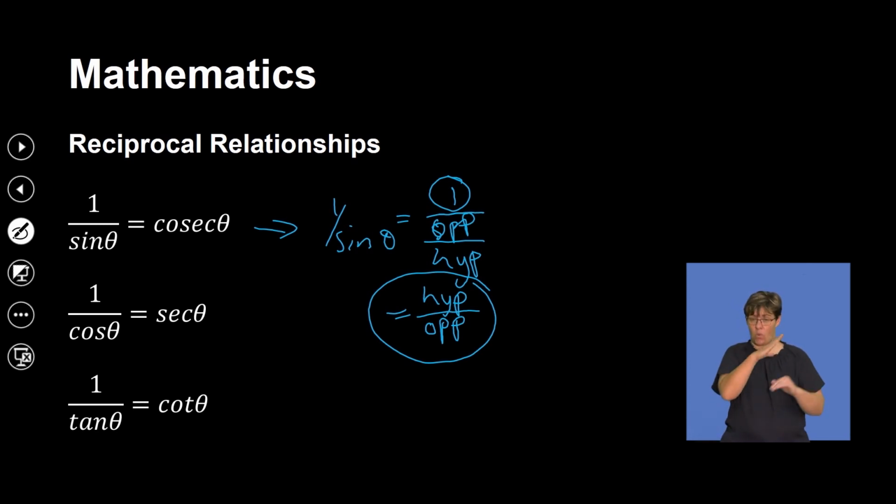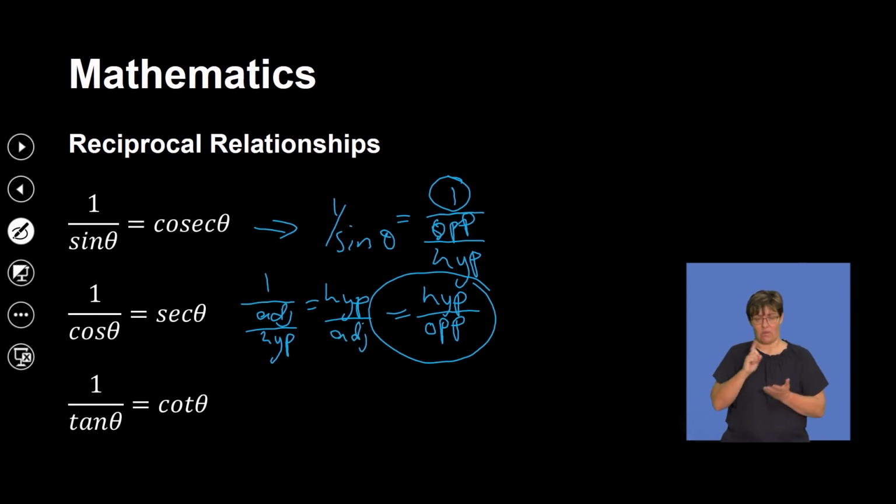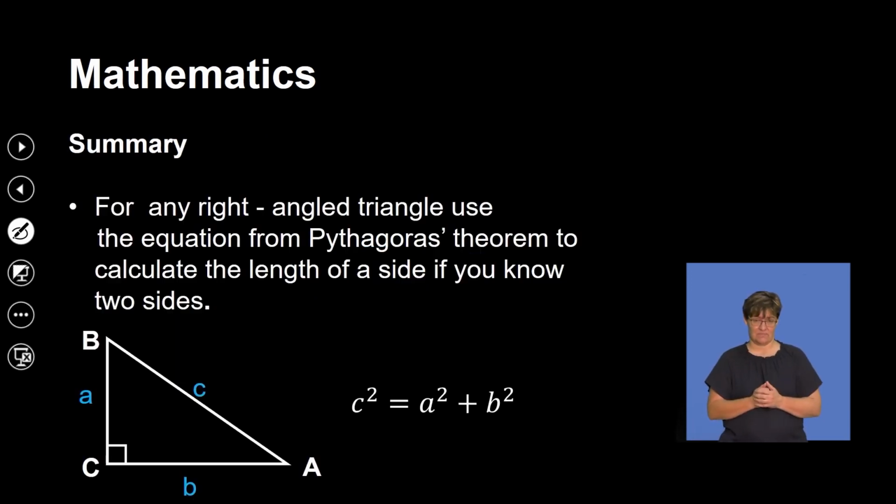So I hope you remember what we spoke about. With the 1 over cos, it's the same thing. It's 1 over adjacent over hypotenuse. Because of the 1 that I'm using as the numerator, my denominator as a fraction will tip and times, and it will then become hyp over adjacent. So that's what we are talking about when we talk about a reciprocal relationship.